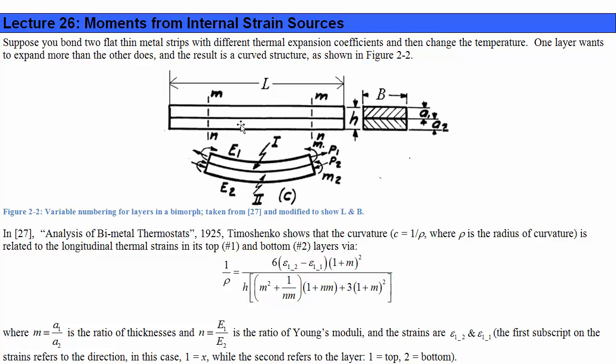Let's suppose that you take two pieces of metal and you bond them together like we looked at in the last lecture. But now if they have different thermal expansion coefficients, then when you heat them up, they're going to try to expand differently. So let's suppose the bottom one tries to expand a little bit more than the top one does. What's going to happen is the beam is going to bend. How it bends depends on the ratio of the thicknesses, the ratio of the Young's moduli, and the difference in the strain in each layer.